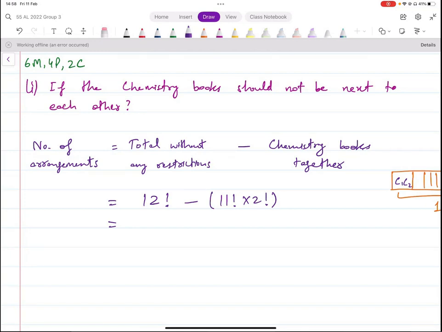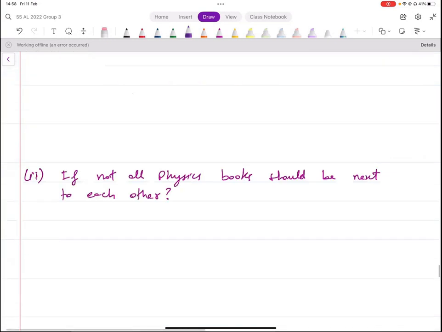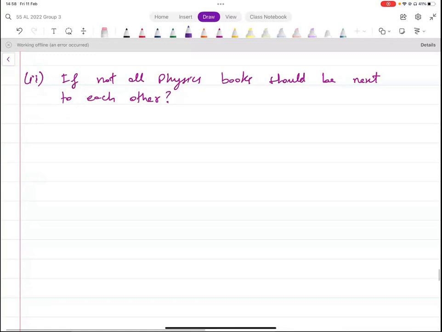399,168. 3 zeros. इसके आगे. Okay, 0, 0, 0. So that's what we get here. Okay, so this is the number of arrangements where the chemistry books are not together. Acha. Now, let's look at this.